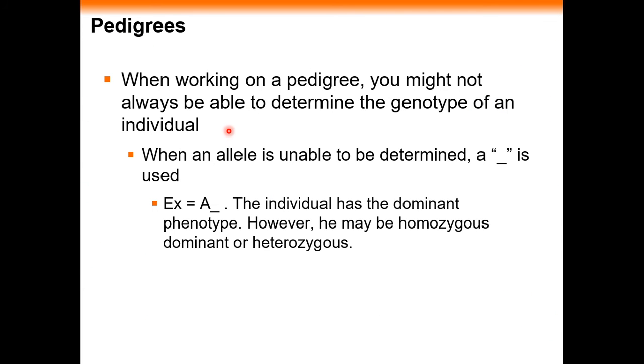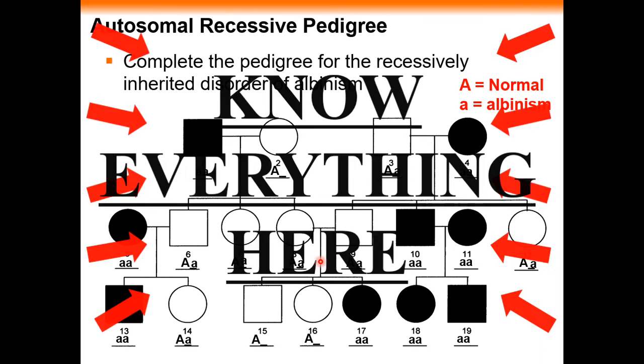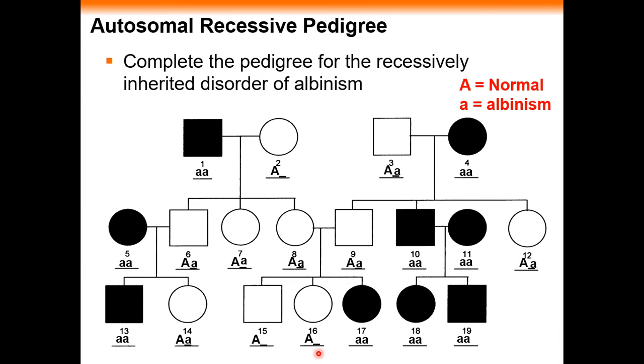So when working with the pedigree, sometimes you might not be able to determine the genotype of an individual. If that happens, you put this dash here, this underscore. I think it's called a blank. You don't know. They could be homozygous dominant, or they might be heterozygous. We just don't know. Sometimes you can figure it out by having these mate with certain individuals, but we just don't know until we get some more information.